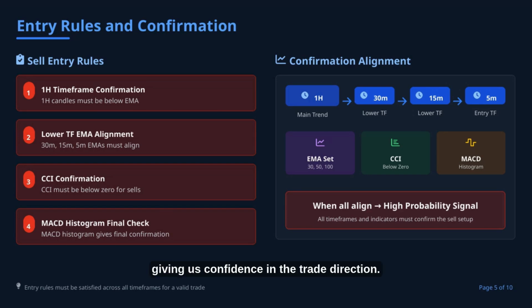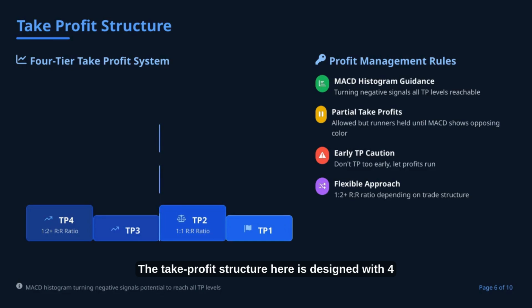trade direction. The take-profit structure here is designed with 4 tiers to maximize potential gains while managing risk smartly. We start with TP1 at a 1-to-1 risk-to-reward ratio, which is a solid point to secure initial profits. As the trade progresses, TP2 and TP3 offer additional profit targets, and the final TP4 aims for a 1-to-2 or better ratio, depending on the overall trade setup.